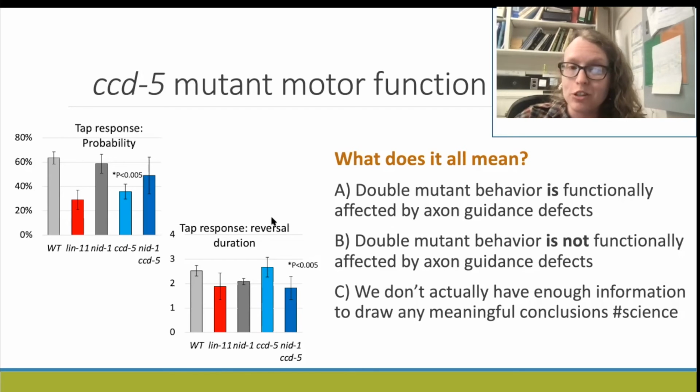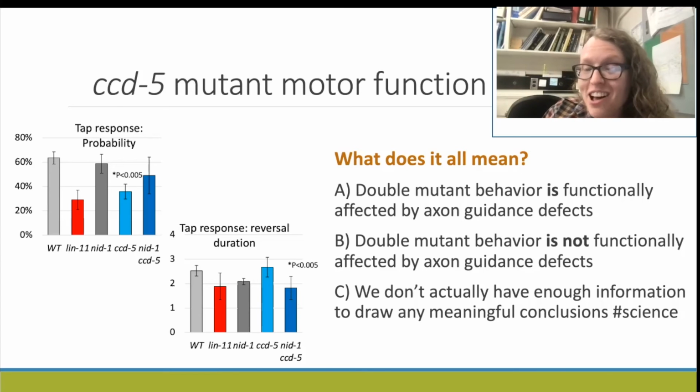When we look at reversal duration, we see that our double mutant spends significantly less time reversing in response to TAP than our wild type. But this does not reach significance, just barely, but the double mutant is not spending significantly less time than the single mutants, either of them.